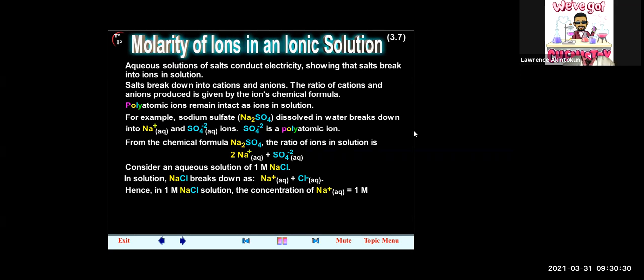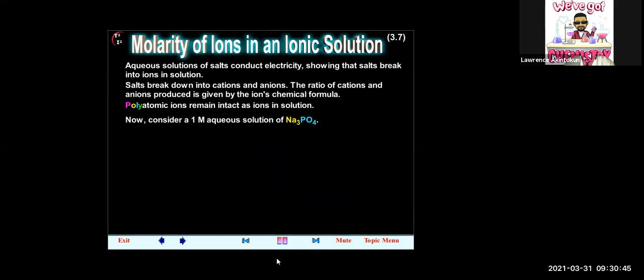Hence, in 1 molar NaCl solution, the concentration of Na+ aqueous equals 1 molar, and Cl- aqueous equals 1 molar. Now, consider a 1 molar aqueous solution of Na3PO4. In solution, Na3PO4 breaks down into 3 Na+ aqueous plus PO4 3- aqueous.